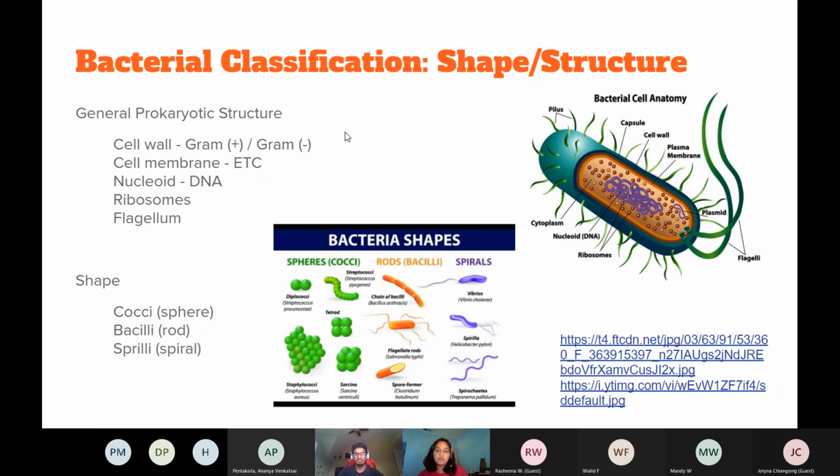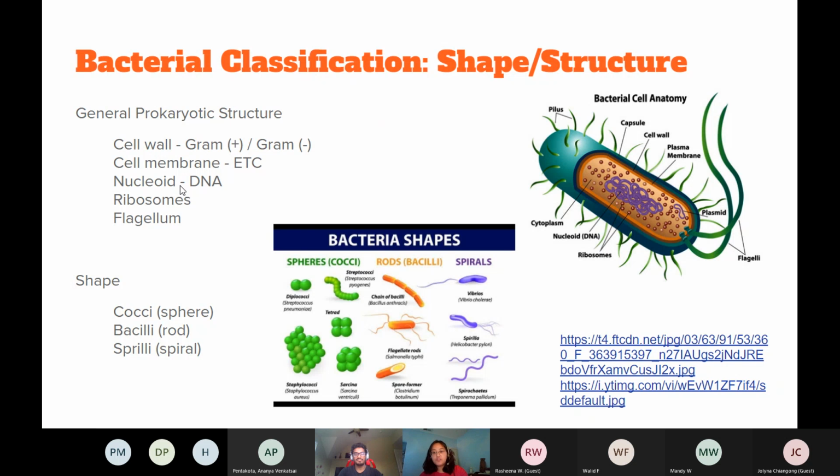There are two types of cell walls that you can see: gram-positive and gram-negative. I will explain that later. And then we have the cell membrane. An important thing to note, the MCAT likes to combine all sorts of things. You might see them combining metabolism and cells. In this case, one thing you need to know is that the cell membrane contains the electron transport chain for prokaryotes. Compared to eukaryotes, which have the mitochondria, the powerhouse of the cell, very famous, prokaryotes have their electron transport chain located directly on the cell membrane.